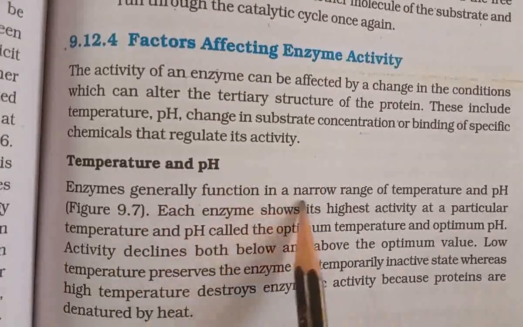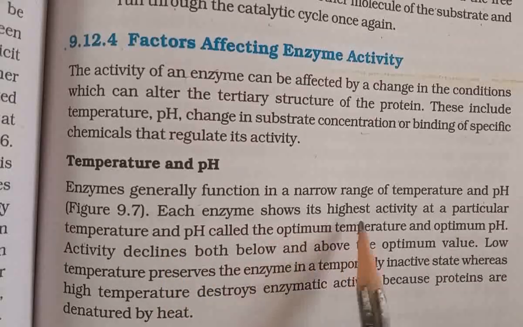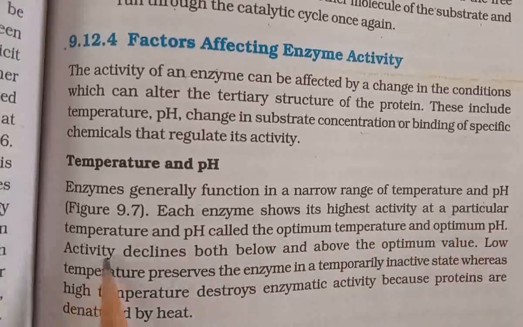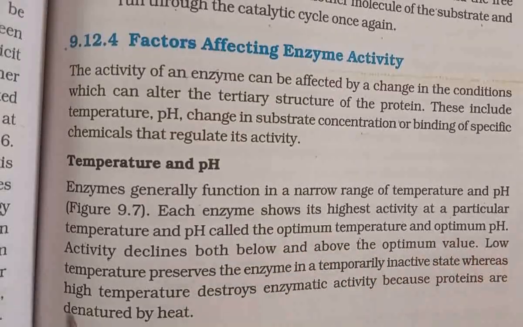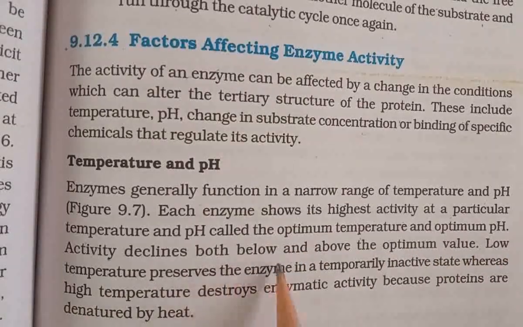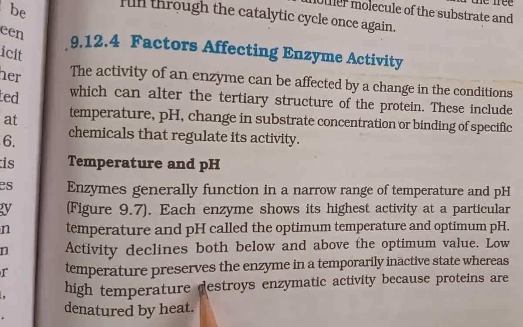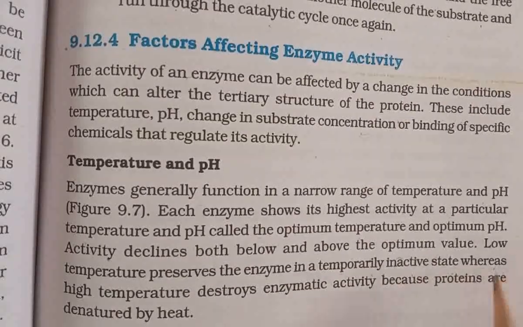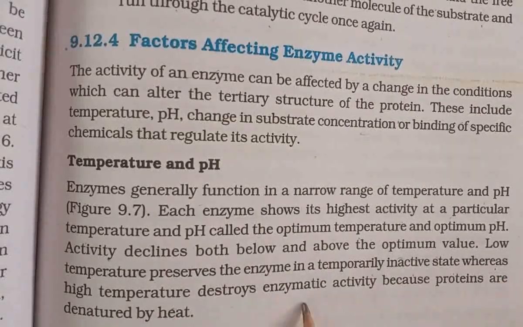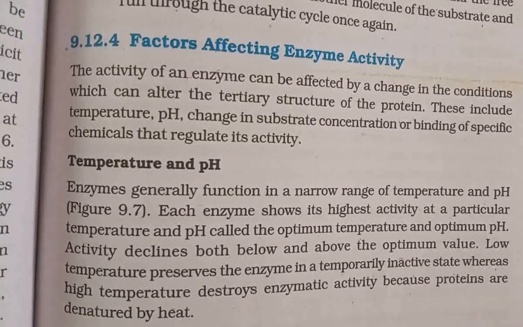Enzymes generally function in a narrow range of temperature and pH. Each enzyme shows its highest activity at a particular temperature and pH, called the optimum temperature and optimum pH. Activity declines both below and above the optimum value. Low temperature preserves the enzymes in a temporary inactive state, whereas high temperature destroys the enzymatic activity because proteins are denatured by heat. Concentration of a substrate.